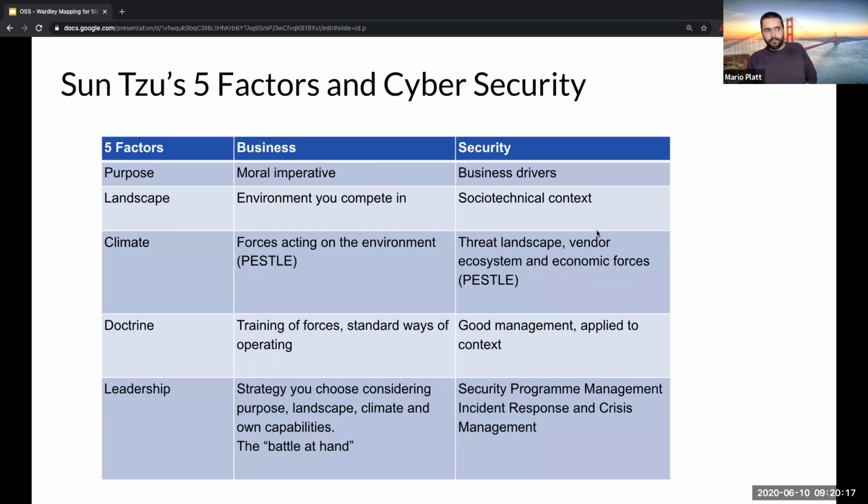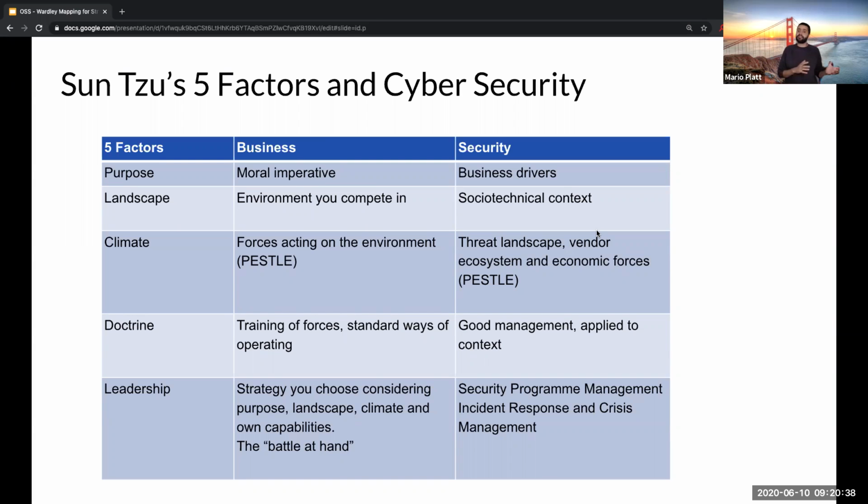So when applying Sun Tzu's 5 factors to cybersecurity and development of strategy, this is how I like to associate them. Right? So purpose in business, it's about the moral imperative. So vulgarly and often referred to as the mission and vision statements that most organizations have. I'm not a particular fan of those.